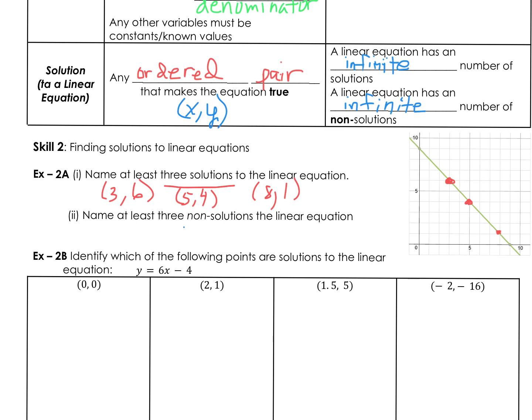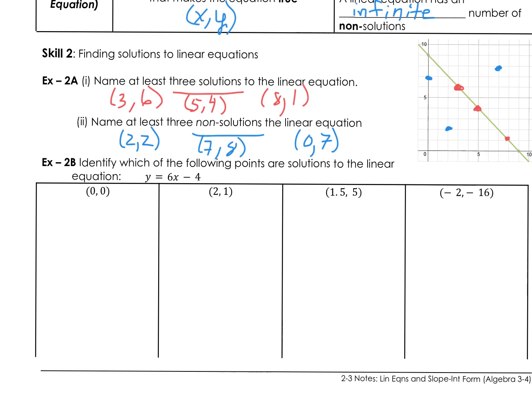Now a non-solution would be any ordered pair that's not on the line. So for instance, this right here is a non-solution. So that would be the ordered pair of 2, 2. Non-solutions make the linear equation false, where solutions make it true. Another non-solution might be over here. So that would be 7, 8, right? So 7, 8. And then we'll do this one right here, and that would be 0, 7. Those are all non-solutions. They will not make the equation true.